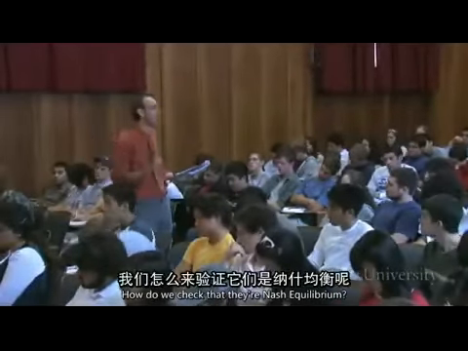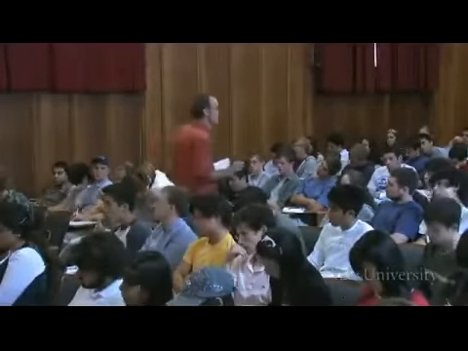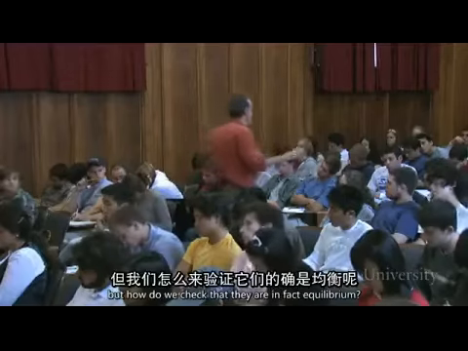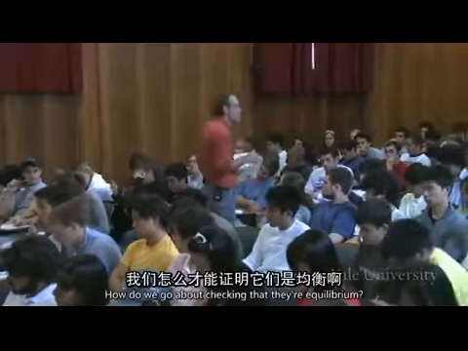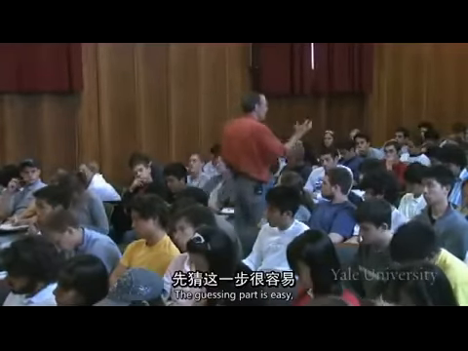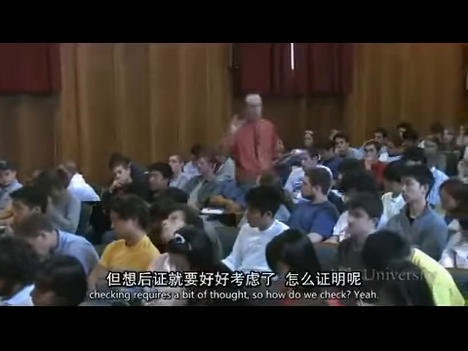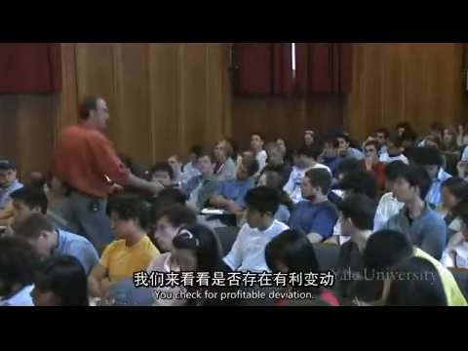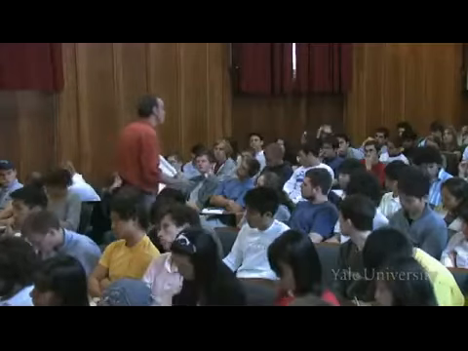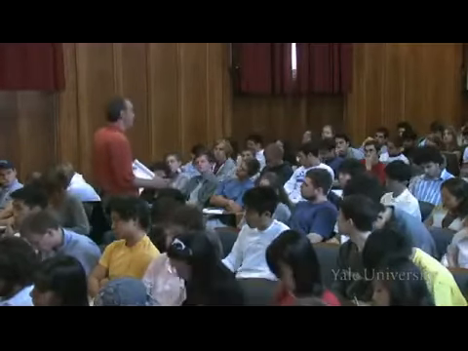Both of those, Greg claims, are Nash equilibria. How do we check that they're Nash equilibria? You're right that they are, but how do we check that they are in fact equilibria? The guessing part is easy, checking requires a bit of thought. So how do we check? You check for profitable deviations. So what's a deviation here?